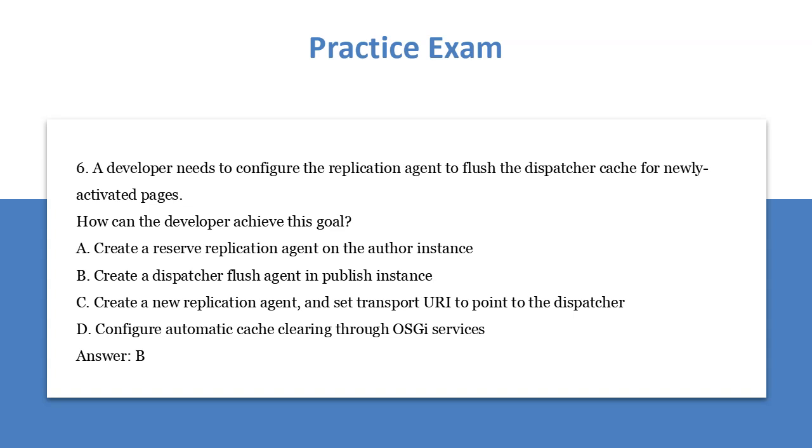6. A developer needs to configure the replication agent to flush the dispatcher cache for newly activated pages. How can the developer achieve this goal? A. Create a reverse replication agent on the author instance. B. Create a dispatcher flush agent in publish instance. C. Create a new replication agent and set transport URI to point to the dispatcher. D. Configure automatic cache clearing through OSGI services. Answer: B.